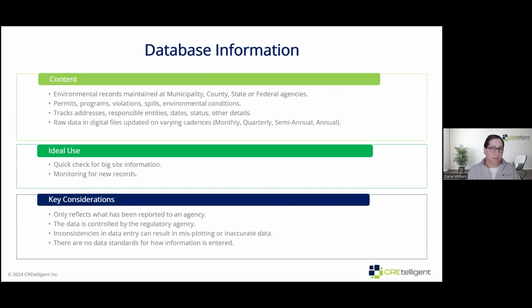So what does go into the database information? Well, these are environmental records maintained at the local level, so it could be the municipality, the county, state, or federal agency levels. And they could pertain to anything from permits to programs, to violations, to spills, or other environmental conditions that are known on a property that are being addressed through one of these agencies. They track addresses, responsible entities, dates, statuses, and just other details that might be available about a listing.